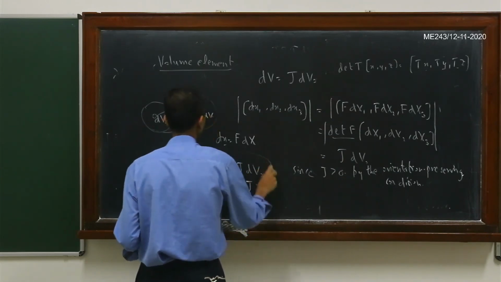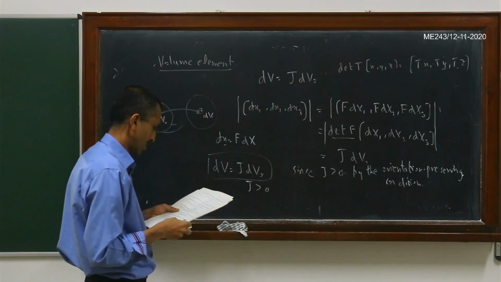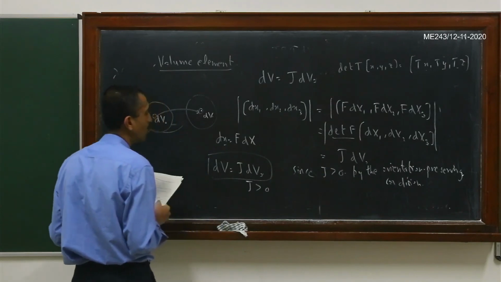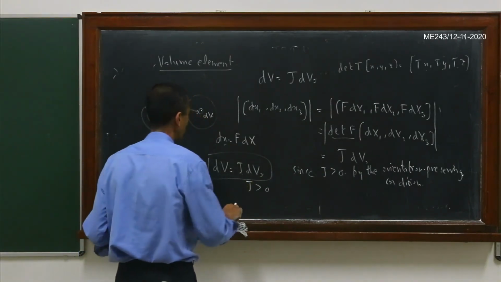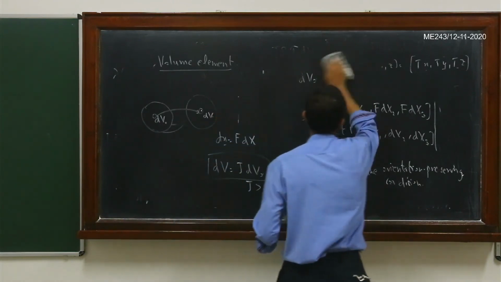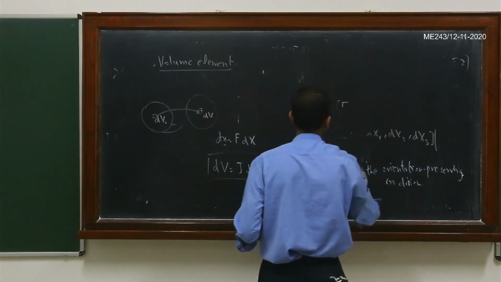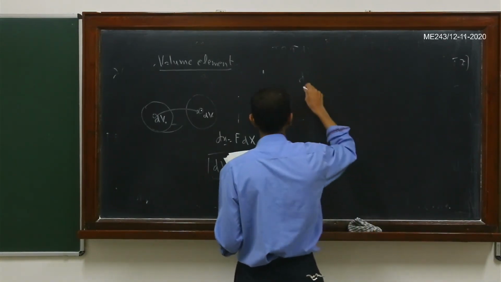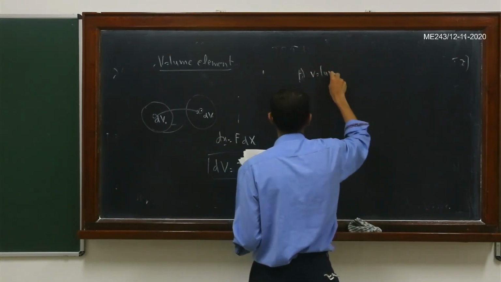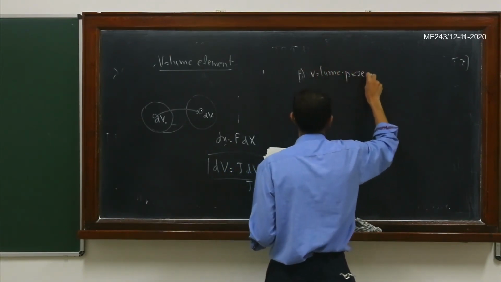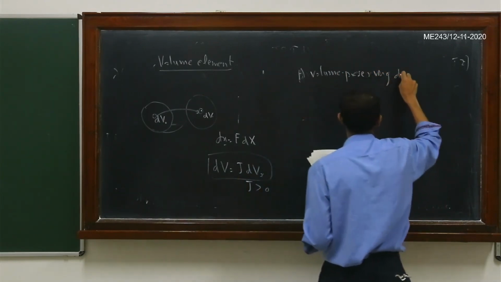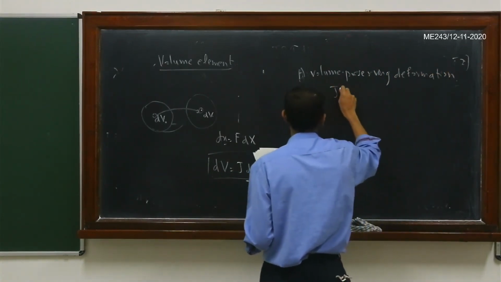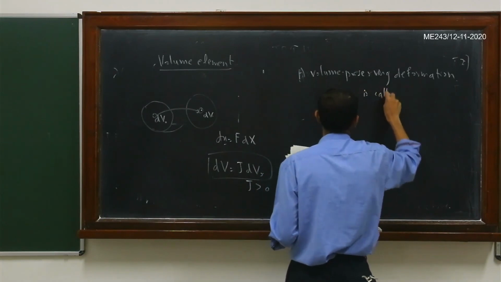Okay, and then the last thing is that a motion which is volume preserving is said to be isochoric. We will just define this terminology. So if J is 1, then that motion is called isochoric. A volume preserving deformation, that means J equal to 1, is called isochoric.